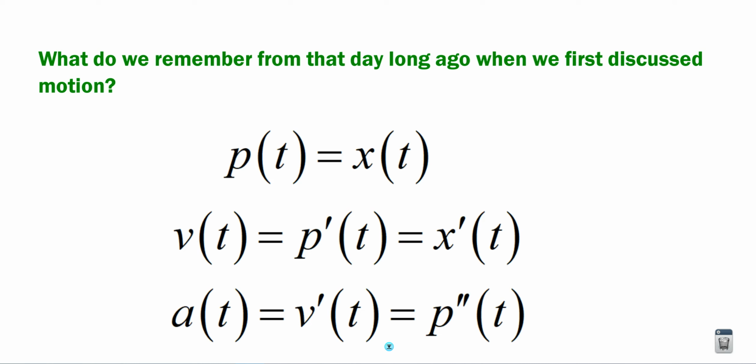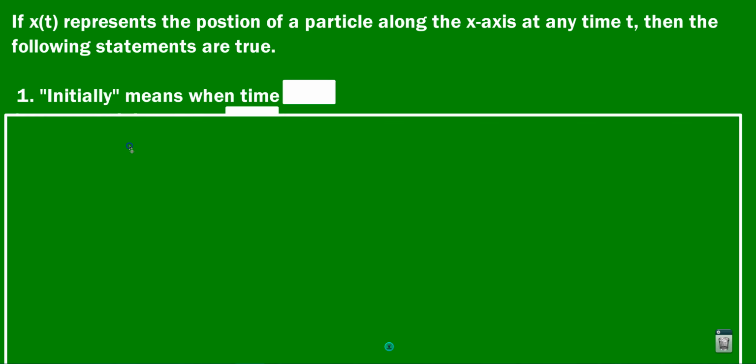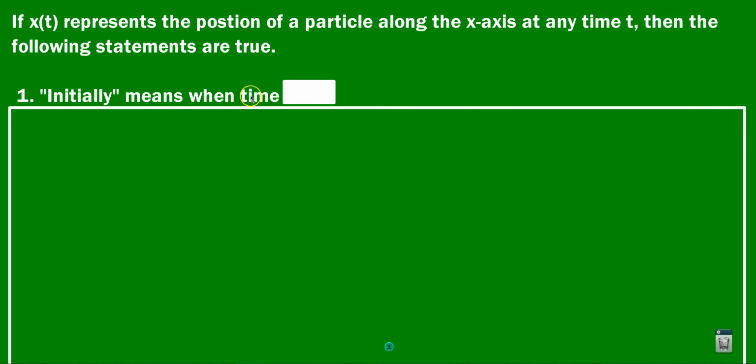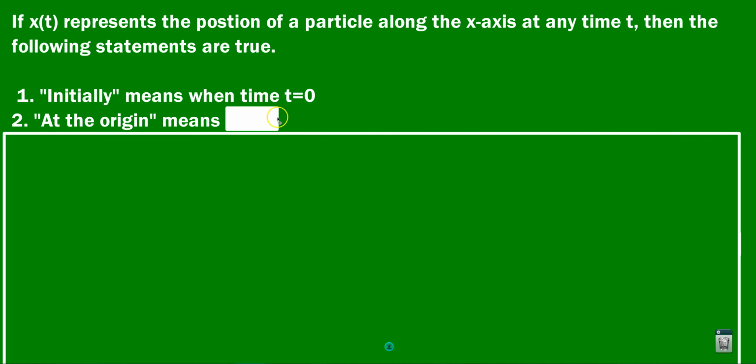Coming up next are just some reminders of stuff we've done in the past. Hopefully this stuff sounds familiar to you. Nothing new yet. Initially means when time t is equal to 0. So whatever time we're working with, initially, t is equal to 0. At the origin means when x of t is equal to 0.